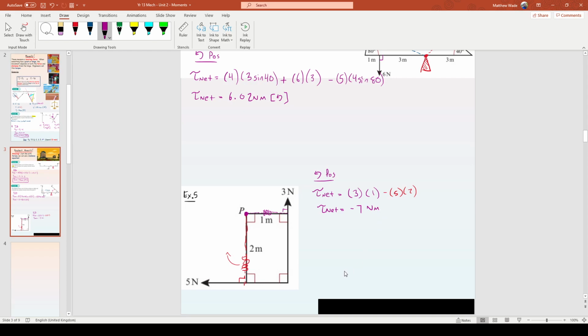Oh dear, -7. Oh dear, what on earth does that mean? Well, you know what it means, don't you? It means that actually our direction convention that we guessed was wrong. It's 7 Newton meters for sure, but it's not anti-clockwise. It's clockwise. See? It makes no difference which way you pick. You said it was anti-clockwise, it came out negative. That means it was clockwise. Happy days. Cool. So that's it for today, my buddies.